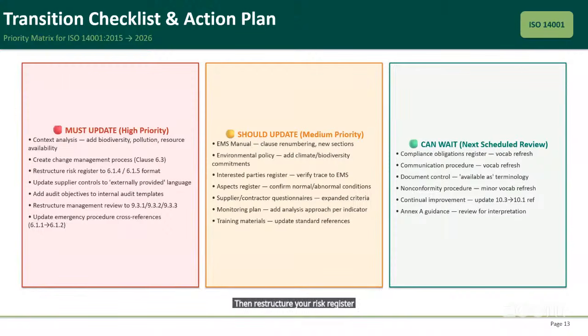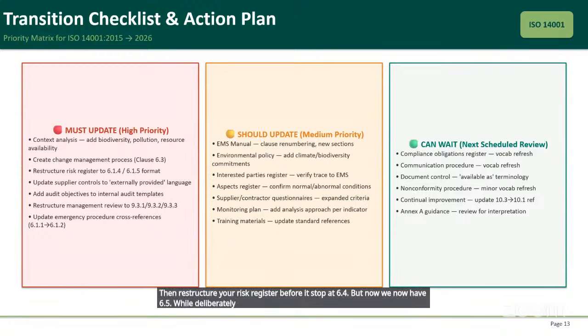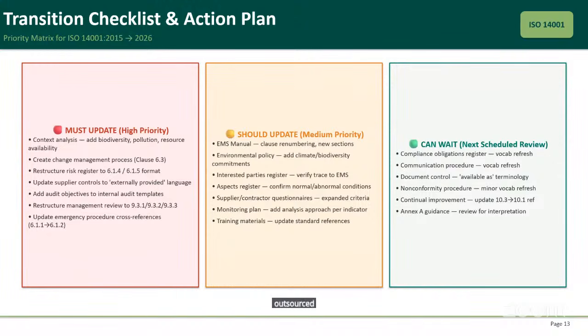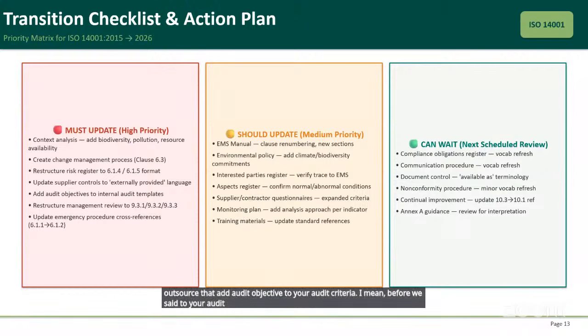Before, it stopped at 6.1.4, but now we have 6.1.5, deliberately a separate subclause for environmental aspects and impact, which I've explained. Then update supplier control to "externally provided" language instead of using "outsource." Then add audit objective to your audit criteria. Before, we said in your audit template it's only criteria and scope, but now you must include objective in your audit template, in your auditing activity.